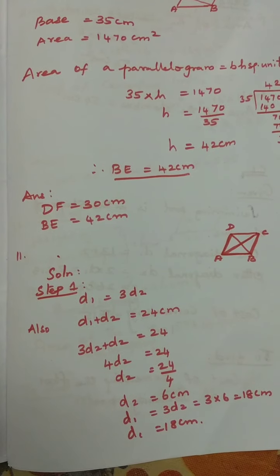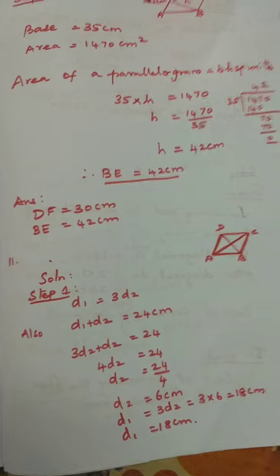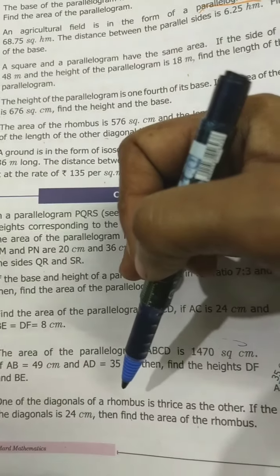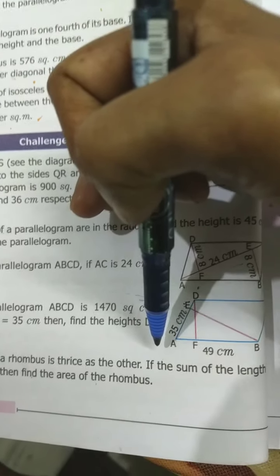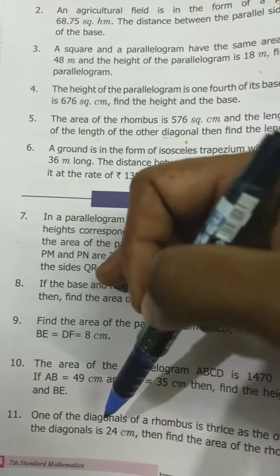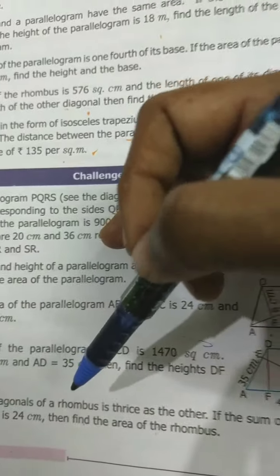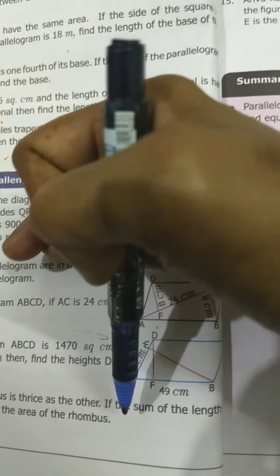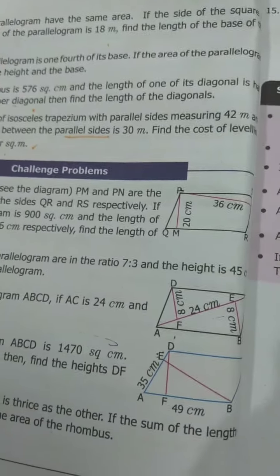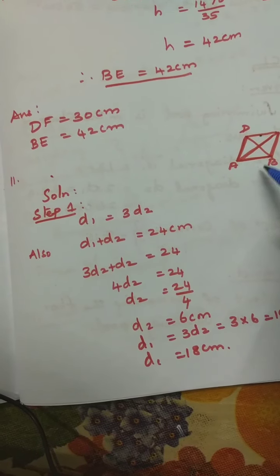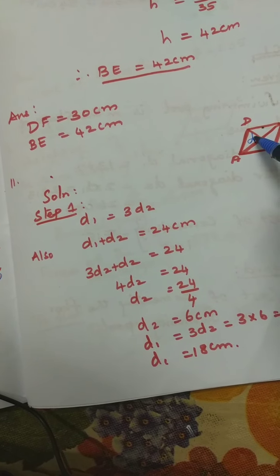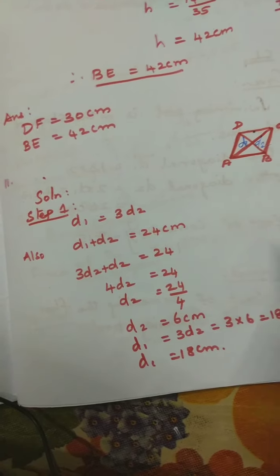Now we shall move to the 11th problem. One of the diagonals of a rhombus is thrice the other. If the sum of the length of diagonals is 24 centimeter, then find the area of the rhombus. I shall draw the diagram first. ABCD is a rhombus. They are given D1 and D2 as diagonals.